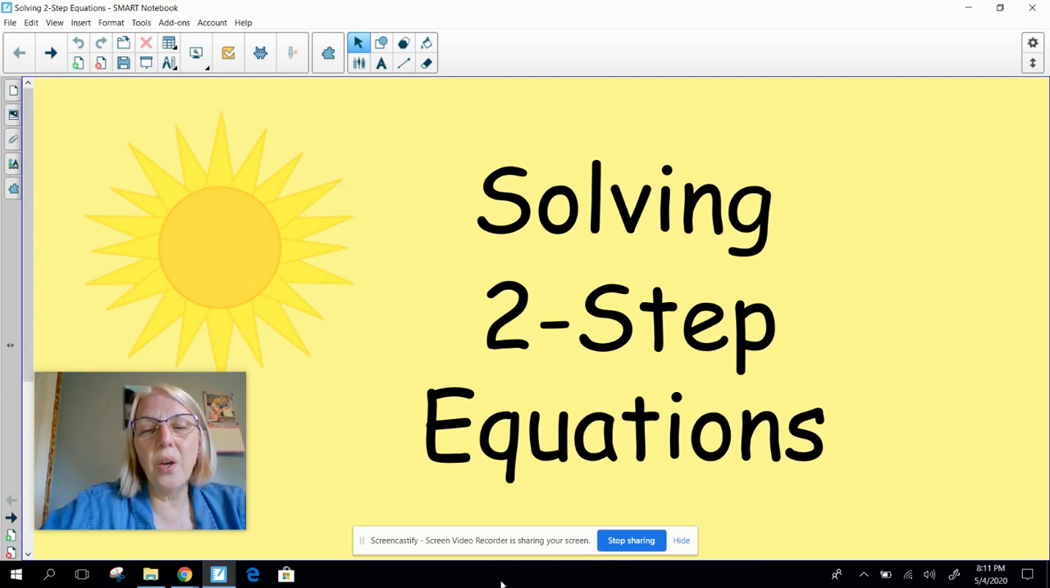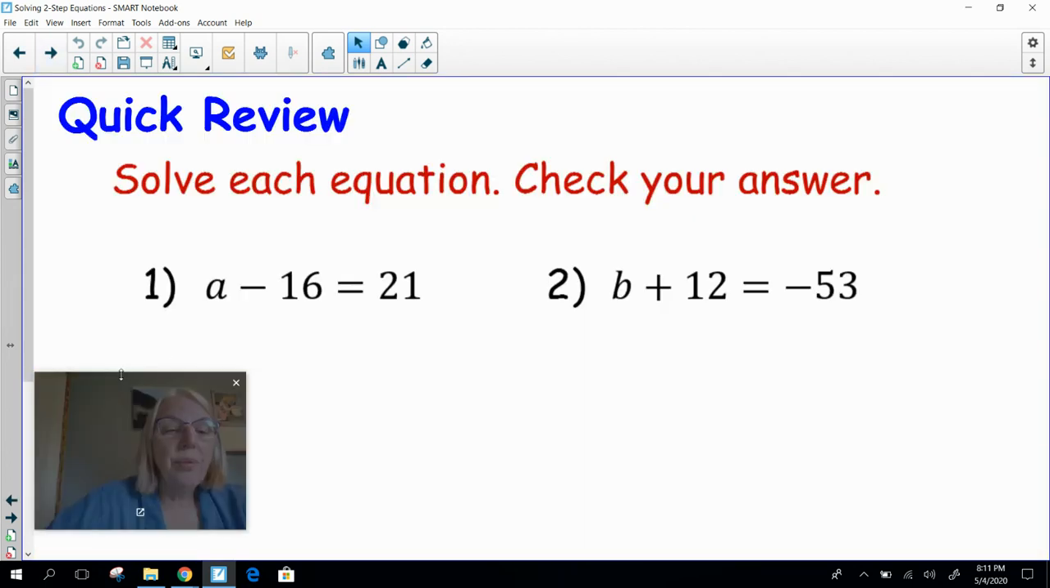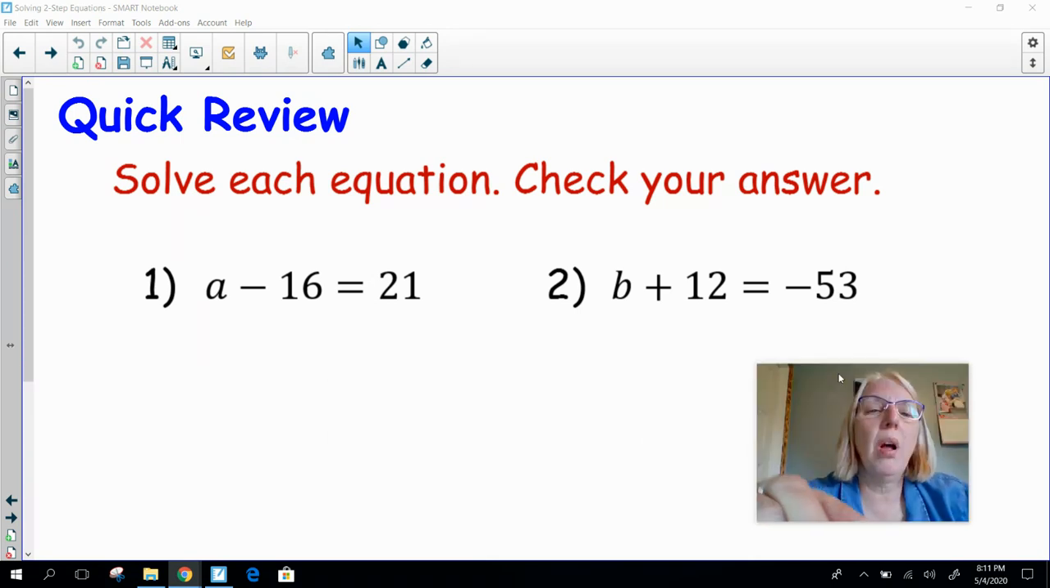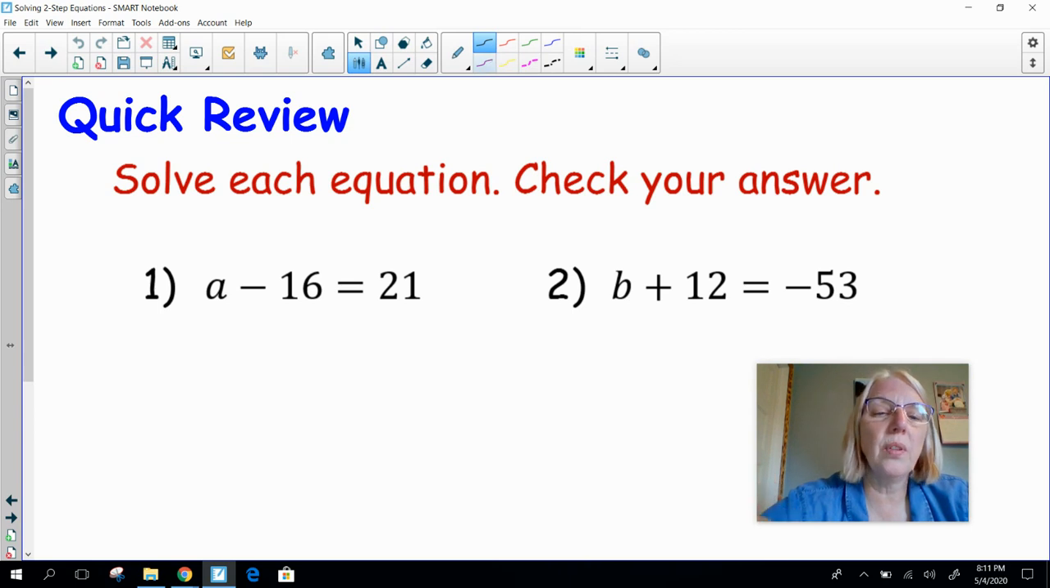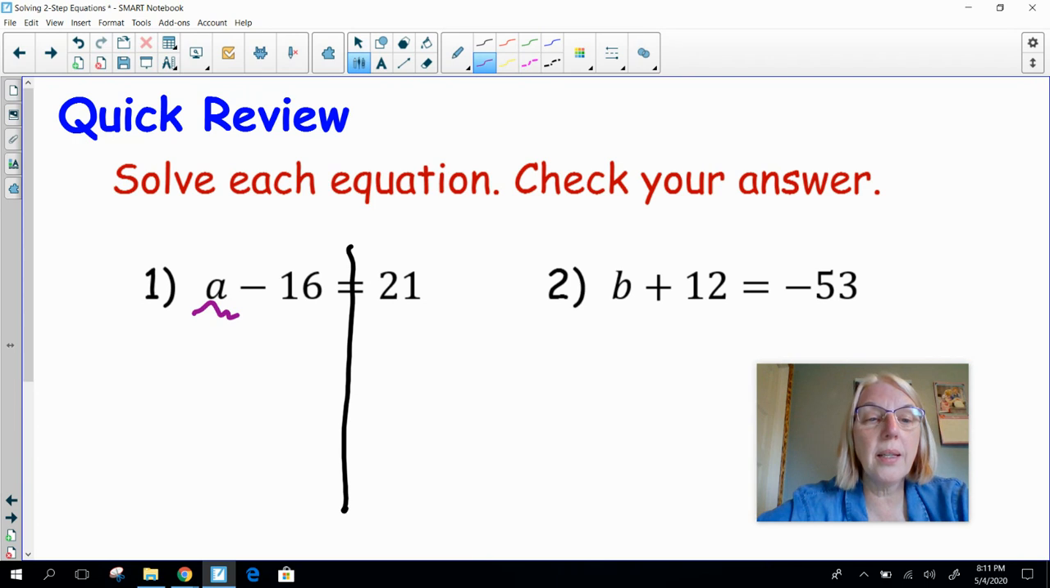Hi, now that we have solved one-step equations, let's move on to solving two-step equations. A quick review of solving one-step equations: we would draw a line right through the equal sign, such as this. And we would look at the variable and say, what's happening to the variable? In this case, the a is our variable and we're subtracting 16. We always do the opposite and we do the same thing to both sides.